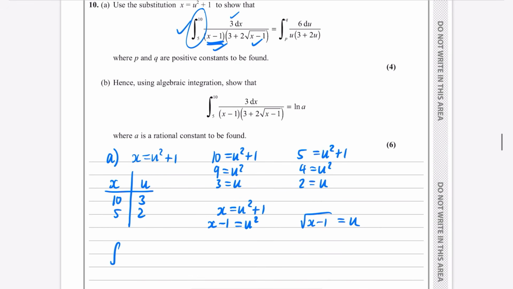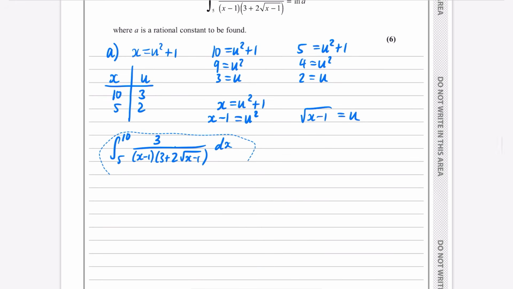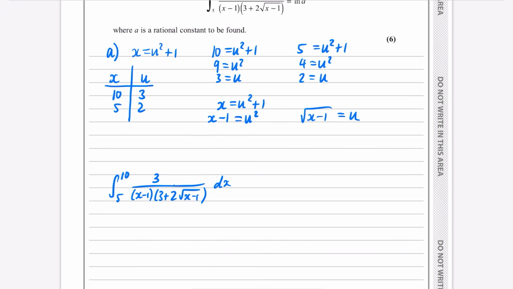So I'm just going to copy it out so that I've got it to refer to. So integrating between 5 and 10, I'm going to put the dx at the end, or I don't have all the bits that I need because I don't have the dx. I'll come to that in just a second. So that's 3 over x minus 1, 3 plus 2 root x minus 1. So I still need to figure out what dx is. I've got all of the parts to substitute, but I haven't got that.